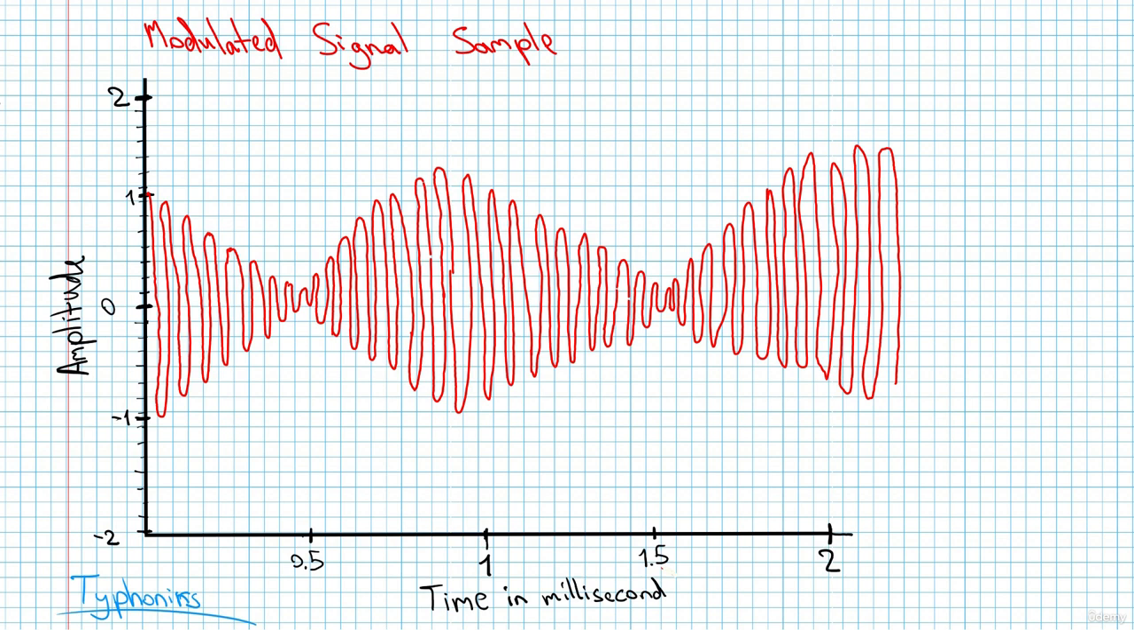When the audio wave is strong, the carrier wave also becomes taller. When the audio wave is weak, the carrier wave gets shorter. This process creates a new wave called a modulated signal, as you can see here. Now let's take a closer look at this modulated signal.